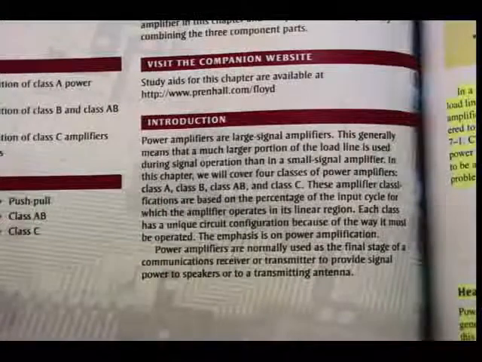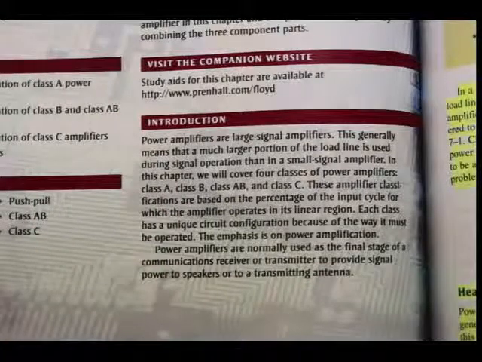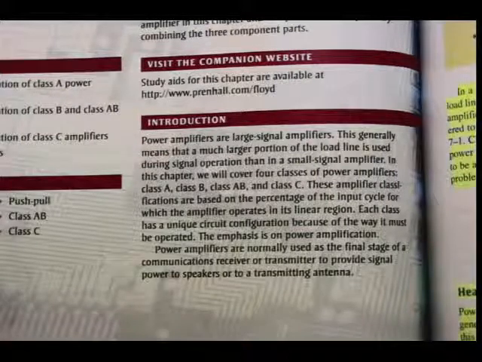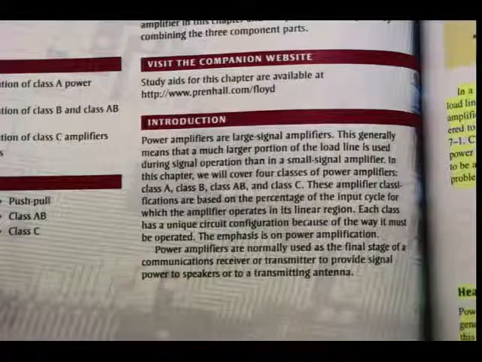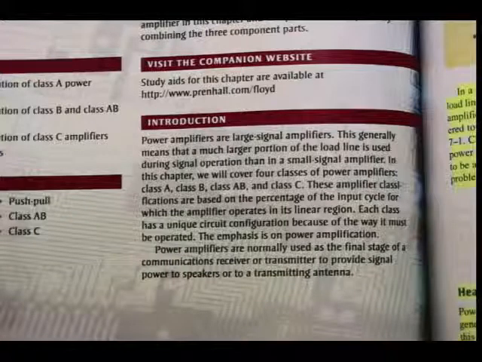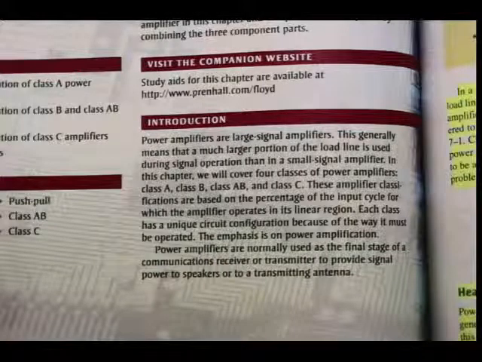Power amplifiers are large signal amplifiers. This generally means that a much larger portion of the load line is used during signal operation than in a small signal amplifier. In this chapter, we will cover 4 classes of power amplifiers: Class A, Class B, Class AB, and Class C. These amplifier classifications are based on the percentage of the input cycle for which the amplifier operates in its linear region. Alright, but I will show you now how that's going to work. Each class has a unique circuit configuration because of the way it must be operated. But the emphasis is on power amplification.